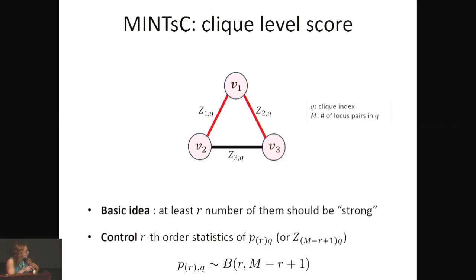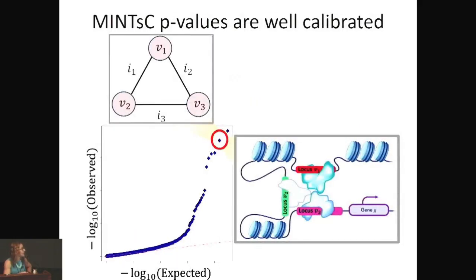So then, as the summary statistic for the clique, we use that at least R of them should be strong. So that's the Rth highest z-score or Rth smallest p-value. And it turns out that theoretically, if you have p-values coming from a uniform distribution, which they should be under the null, then the Rth one has a beta distribution. So again, we tried many different statistics to combine things at the clique level. This worked out really well.